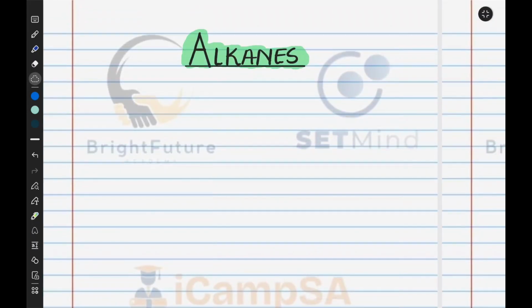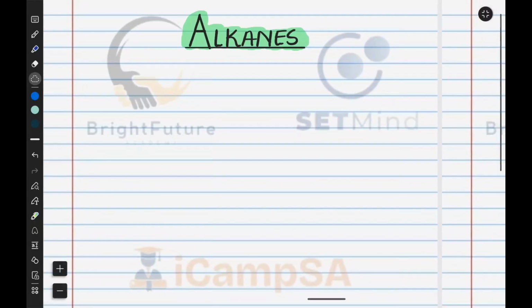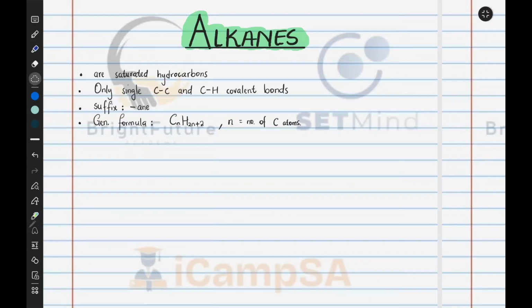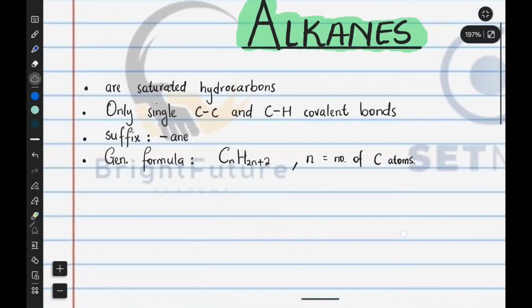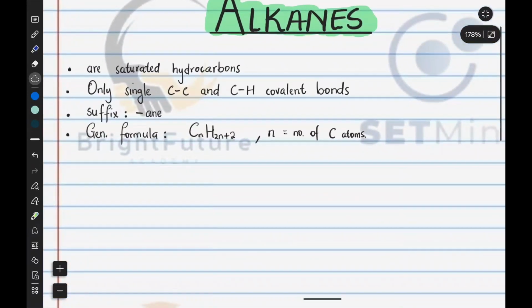We must make sure we recall all of those, and then afterwards we will take the basics of IUPAC naming and how this system and its nomenclature work. So let's get to it. These are our characteristics of alkanes, just to recall.